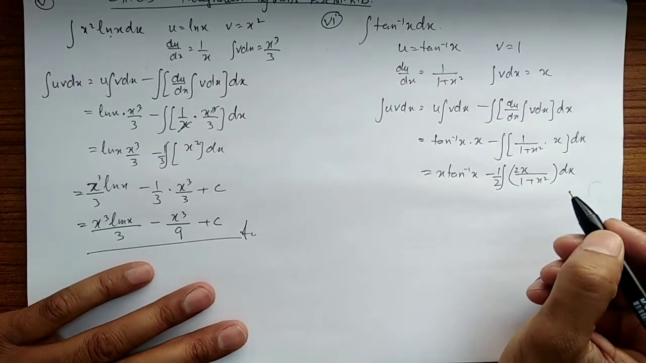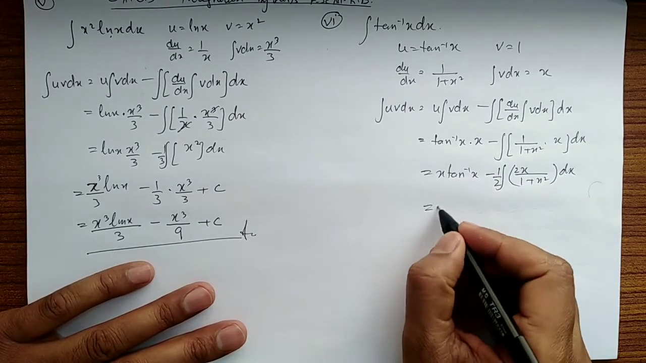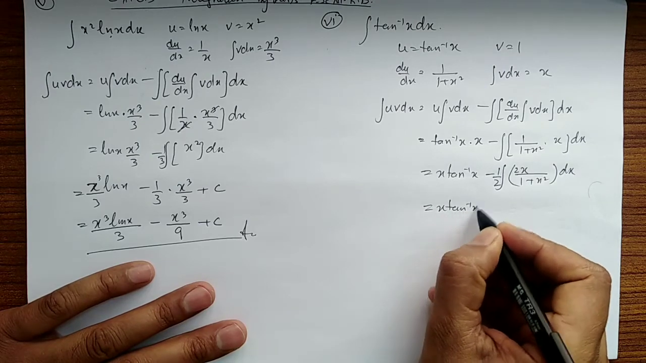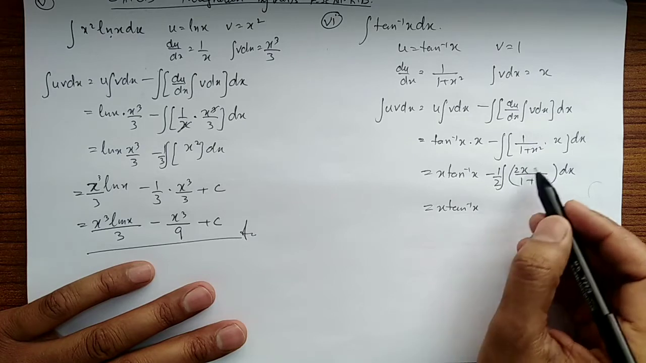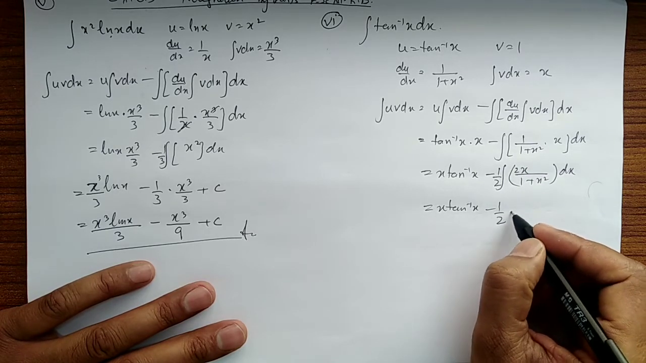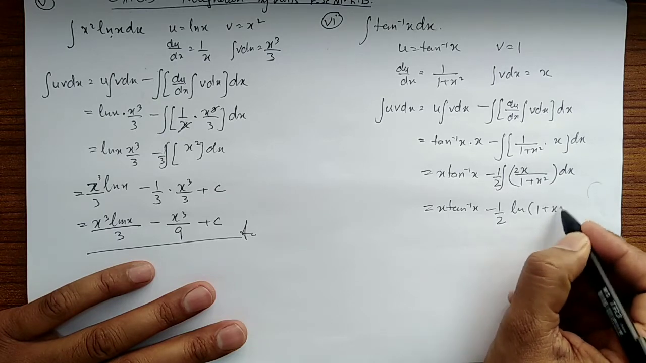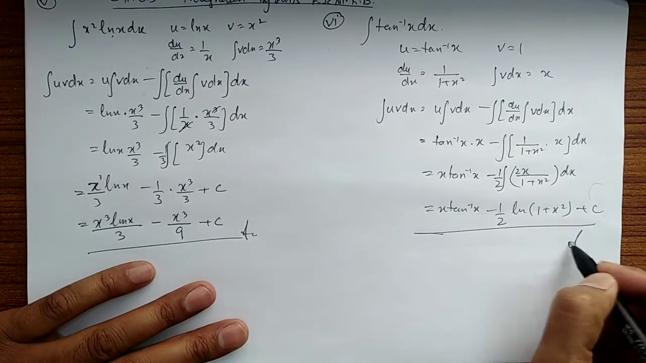So now we can write this as, so we have the function here and its derivative also. So we can write this 1 upon 2 ln of 1 plus x square plus c. So this is our final answer.